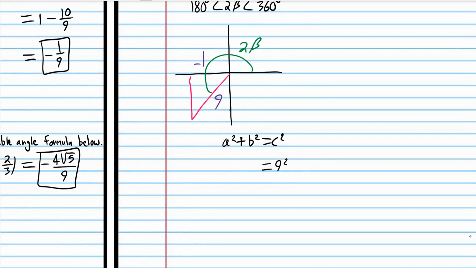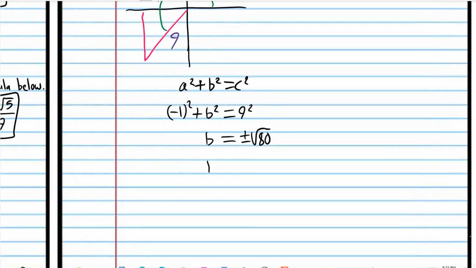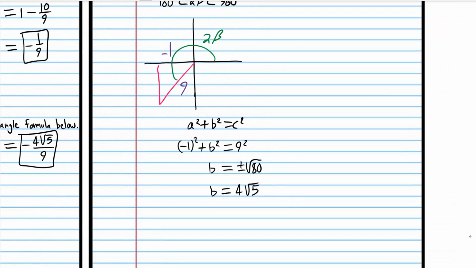So we have 9 squared is equal to b squared plus negative 1 squared. And we see that b is equal to plus or minus the square root of 80. Now 80 is 16 times 5, so 16 comes out as 4. And this number has to be negative. The reason I know that is because I can see just by looking at the triangle that that side is below the x-axis. So negative 4 root 5.